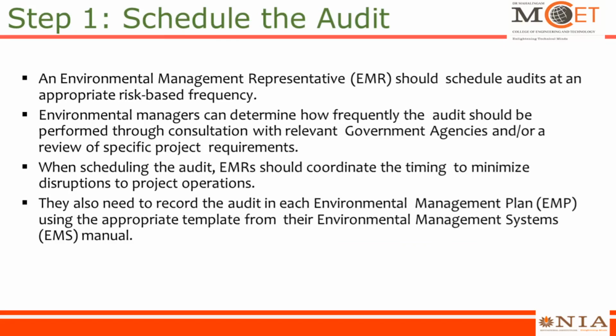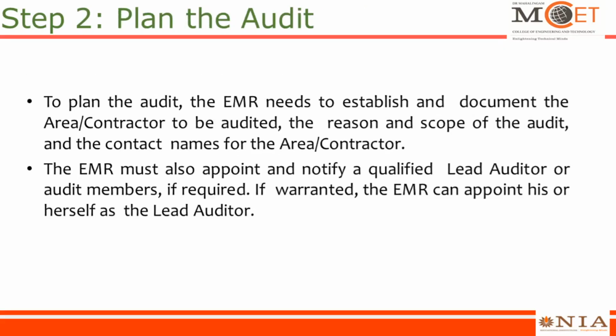So the step-by-step procedure. Step 1, schedule the audit. An environmental management representative should schedule audits at an appropriate risk-based frequency. Environmental managers can determine how frequently the audit should be performed through consultation with relevant government agencies and or a review of specific project requirements. When scheduling an audit, the representative should coordinate the timing to minimize disruptions to project operations. They also need to record the audit in each environmental management plan using the appropriate template from their environmental management systems manual.